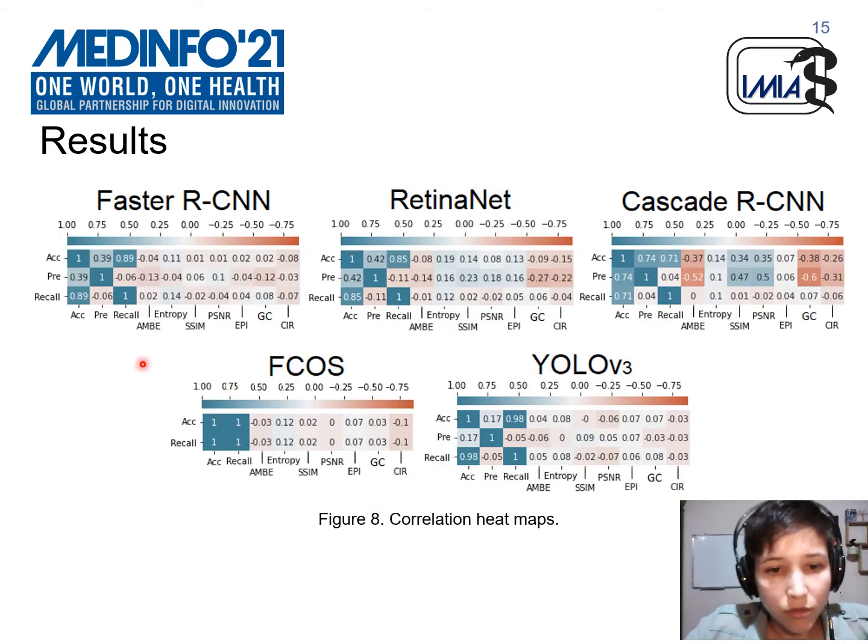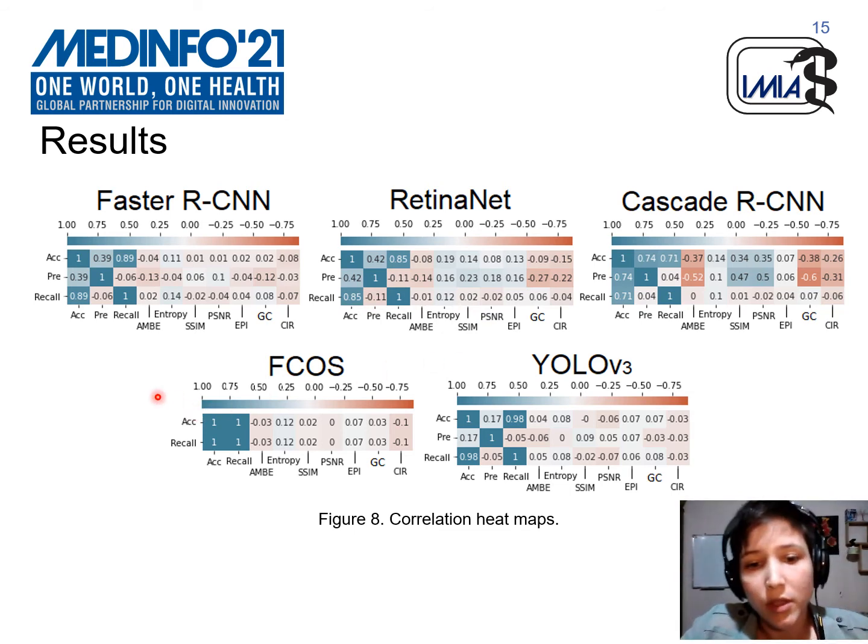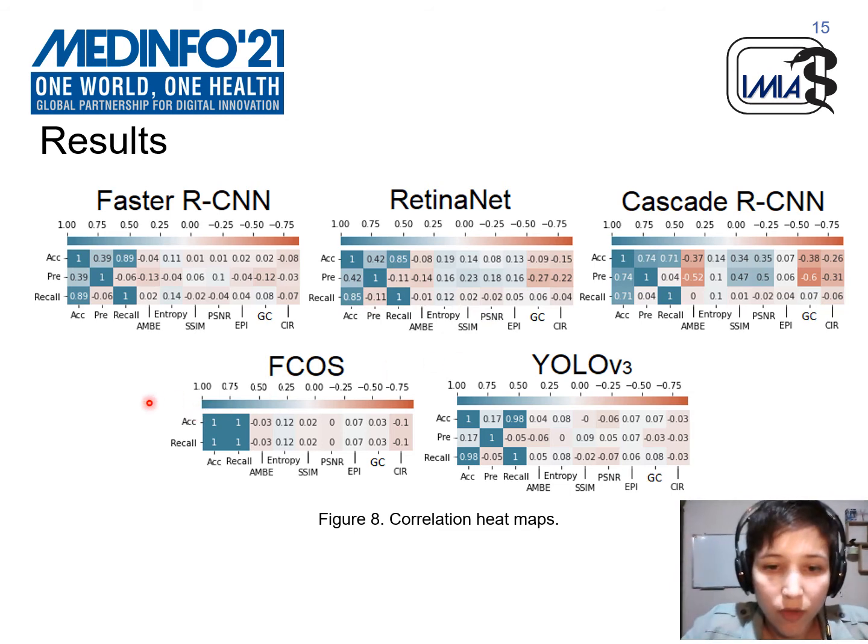The correlation results are shown in the form of correlation heat maps, where we can see that the Cascade RCNN followed by RetinaNet are the two heat maps with the strongest correlations, while the heat maps of FCOS and YOLO V3 present really weak correlations between the metrics that we chose in this work.